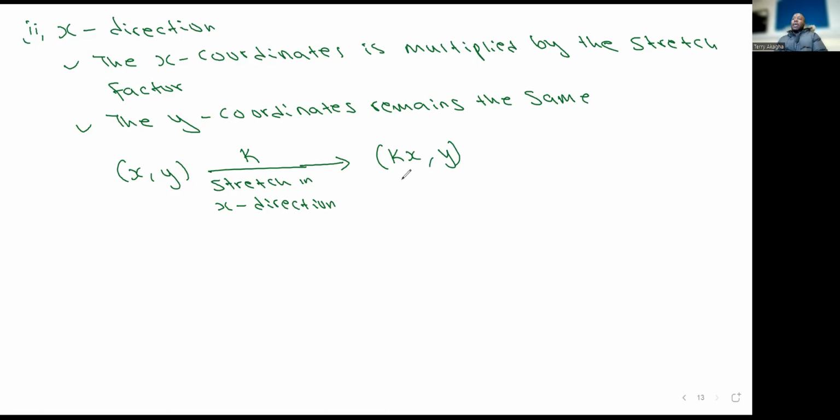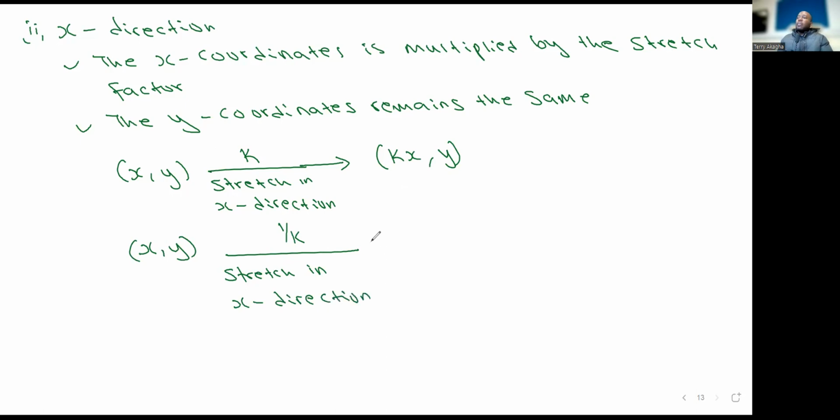The same. Okay? And also if you have x, y, and you're stretching by 1 over k, in the x direction as well, then the y is going to remain the same, but the x you're going to multiply. So x times 1 over k will give you x over k, and that will be the new coordinate.